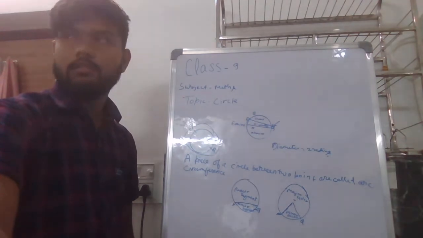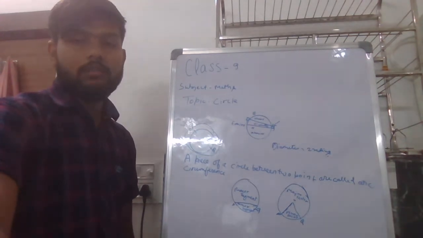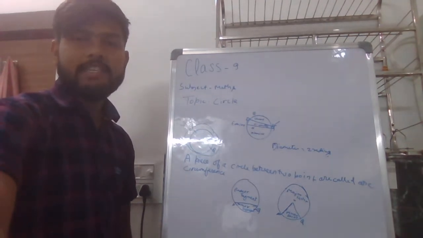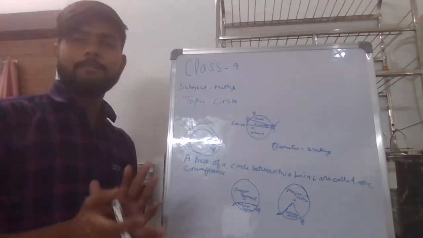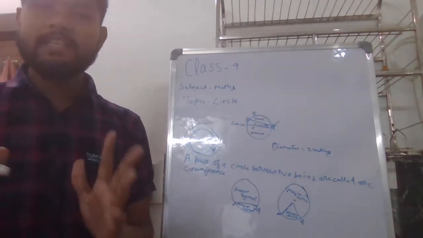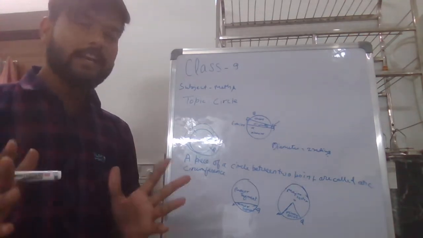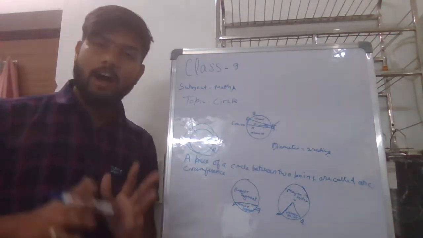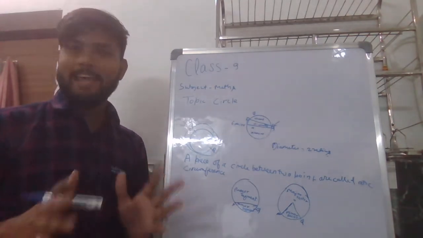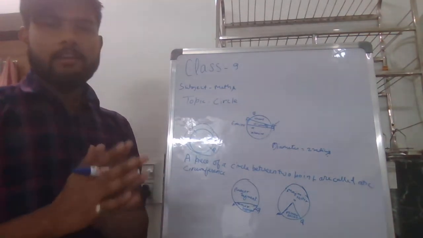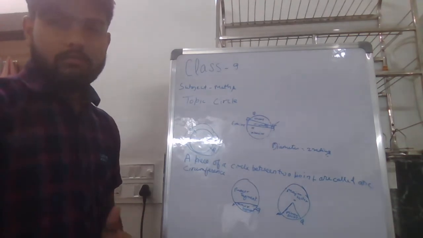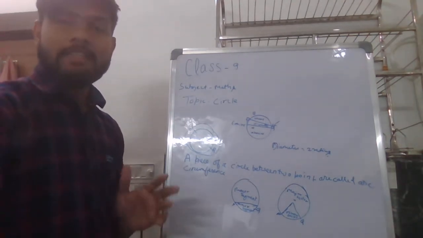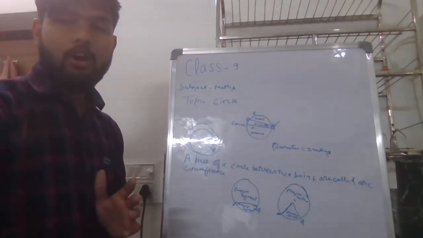Now let's recapitulate today's class. What we have learned in today's class is about the circle, radius and chord of the circle, diameter, arc, circumference, segment and sector. So this is all for today.